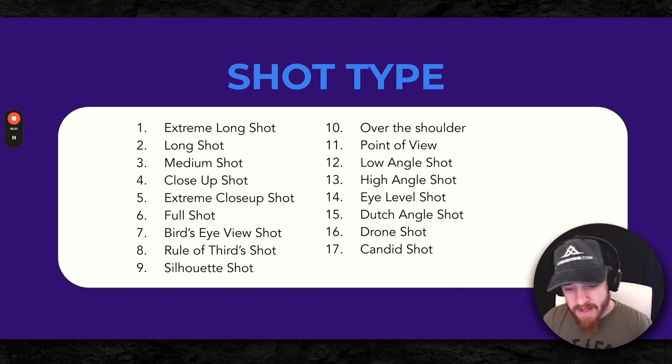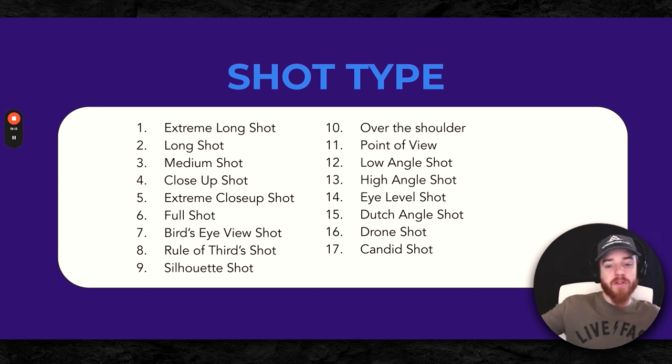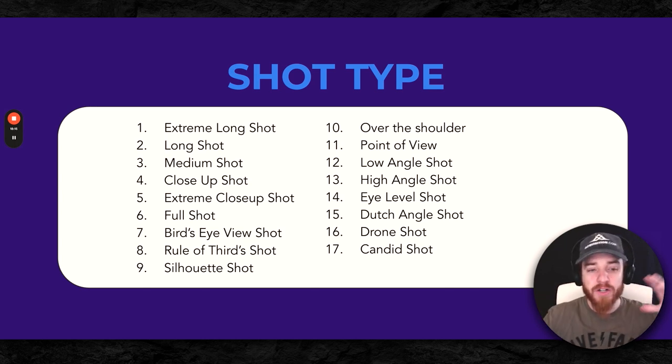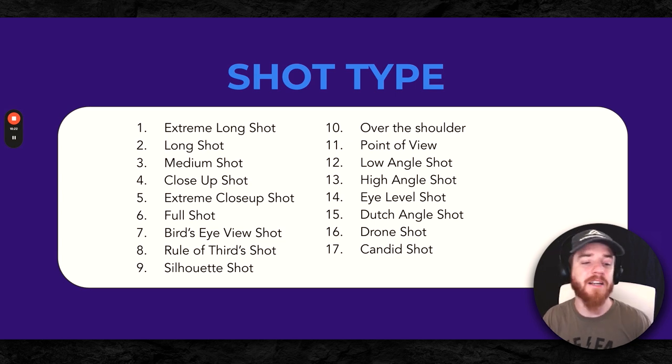This is your shot type. This is what I feel like is going to give you a lot more control over your images, where they're positioned, where they're looking from, where the camera's at. Imagine if you're shooting some of these images with a camera, what type of shot are you going to have? Is this an extreme long shot like the mountains you saw? Is this a long shot? Is this a medium shot? Close up, extreme close up, right? Is it just the eyes? Is it just the mouth, right? A full shot, bird's eye view, rule of thirds.